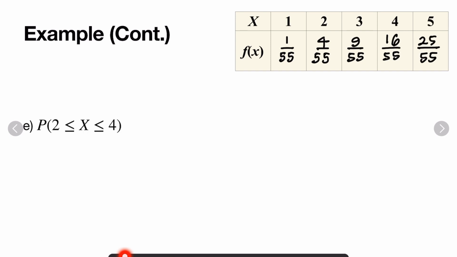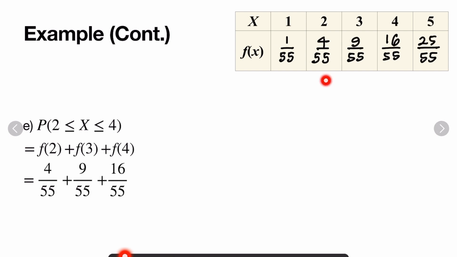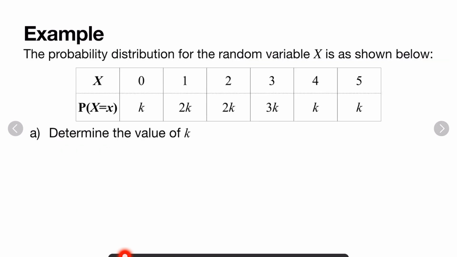Okay, how about this one? X is greater than or equals to 2 and less than or equals to 4. Semua masuk daripada 2 sampai 4. Okay? 2, 3, 4. Okay? Tambah je lah. 2, 3, 4. 29 over 55. Okay, 29 over 55. Okay, next one.